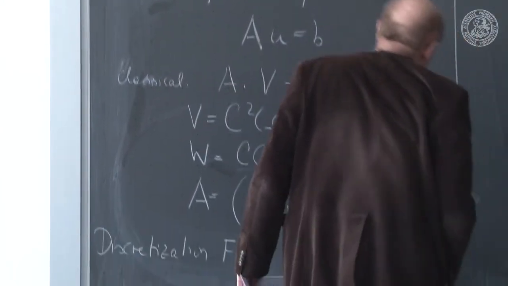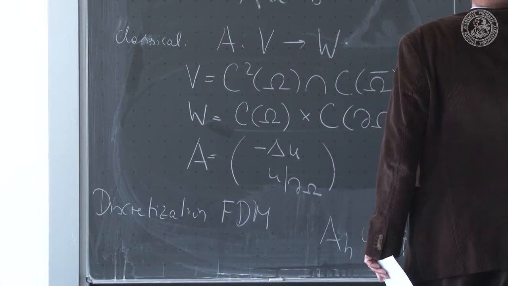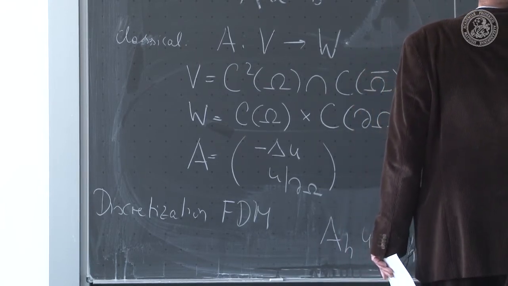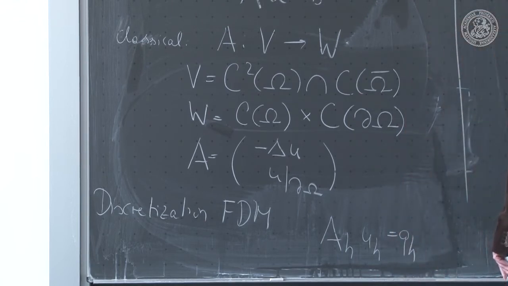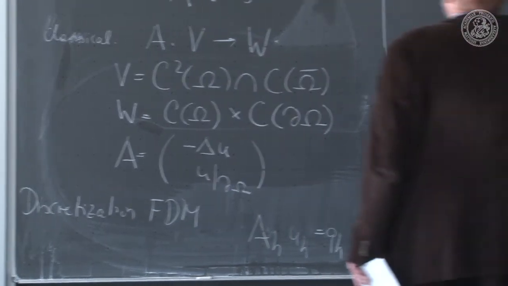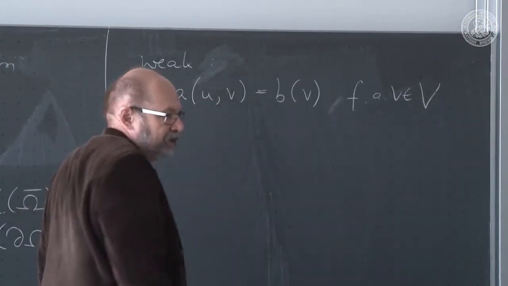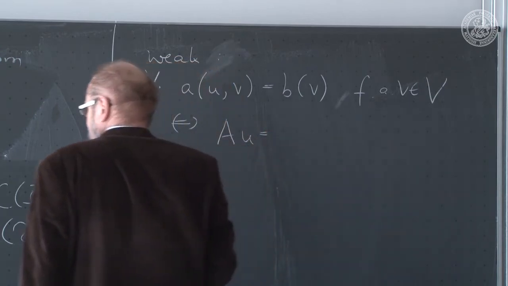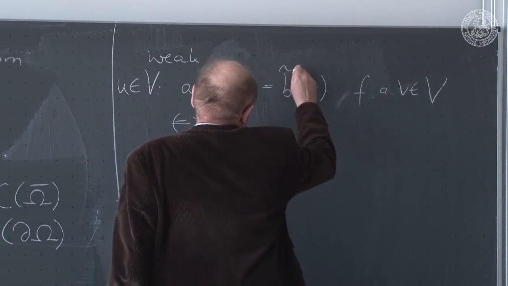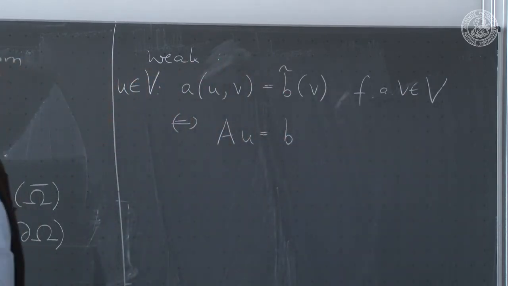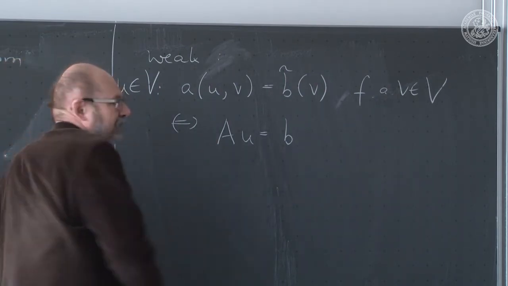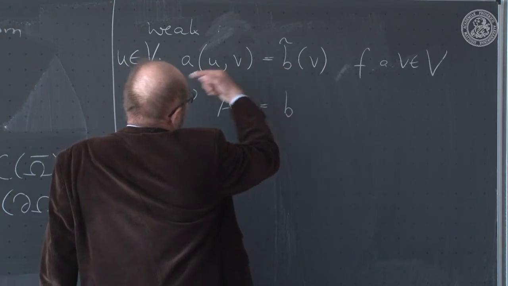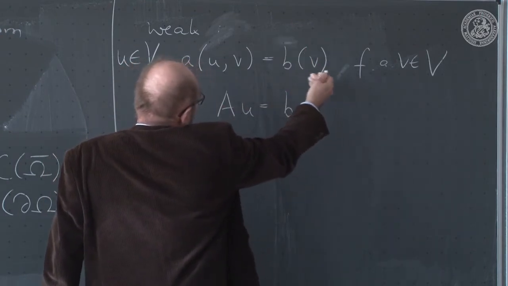So, how is it in the weak formulation? In the weak formulation, we have something like a(u,v) = b(v) for all v from V, and we are looking for a u from V which satisfies this equation. Now, this is again equivalent to something like that. Namely, how do I have to define my A now? We read it a little bit from the right-hand side.